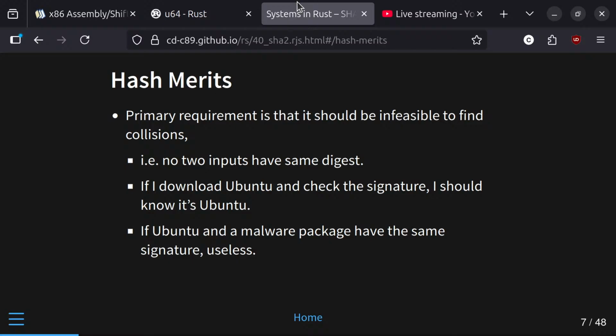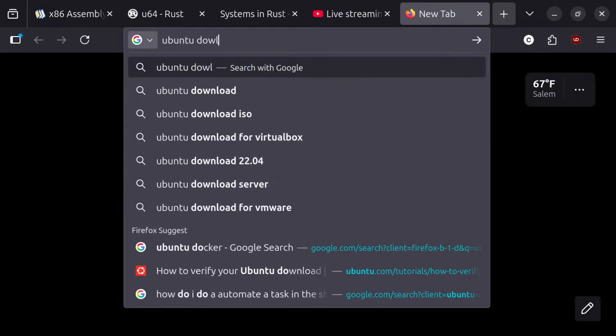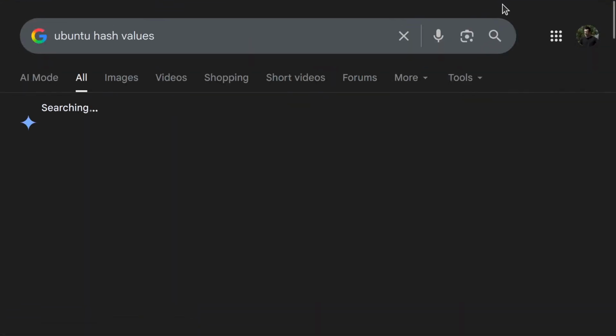The classic example is if you download Ubuntu. Who loves Ubuntu? Can I hear it for Ubuntu? Yay. It's just going to come up.